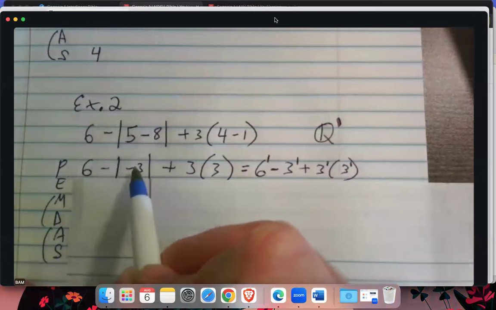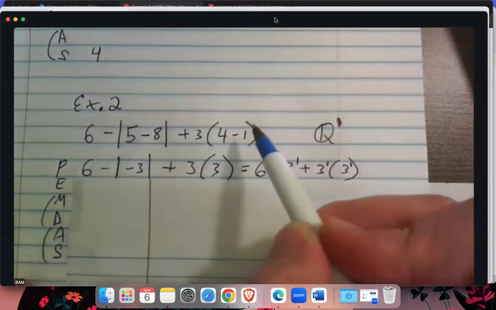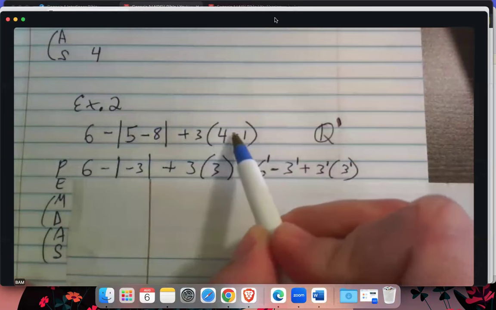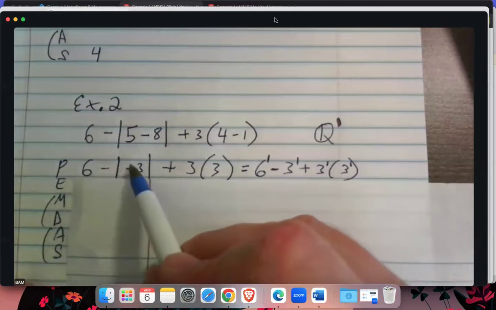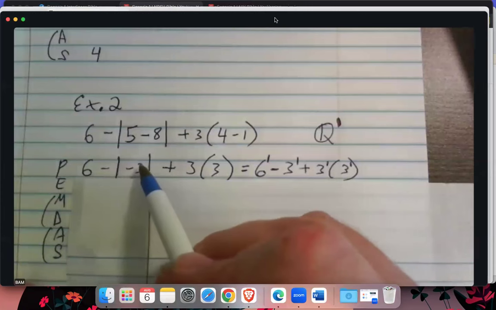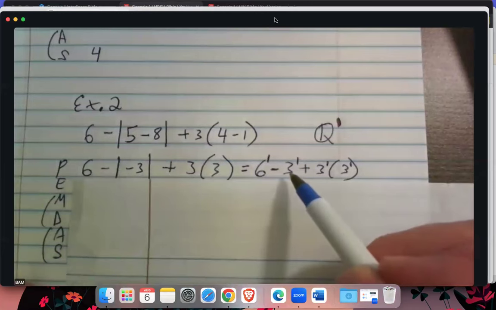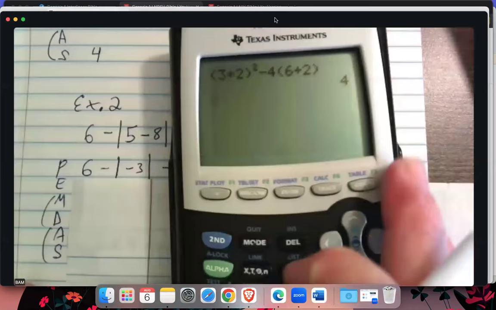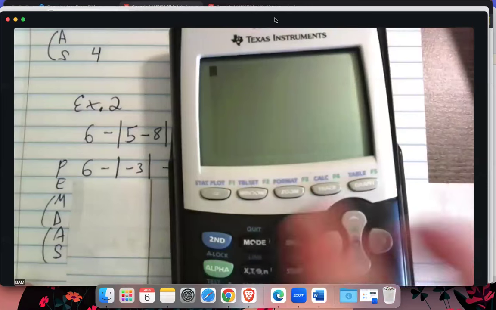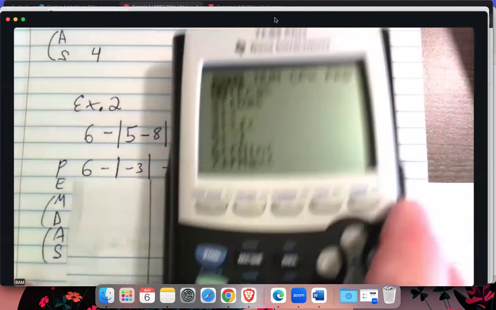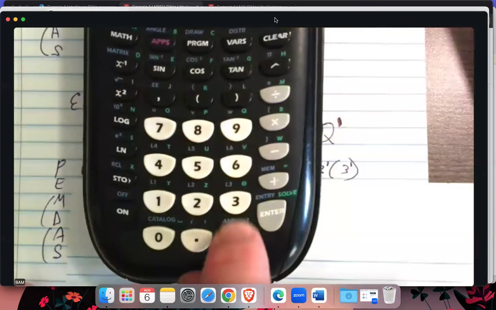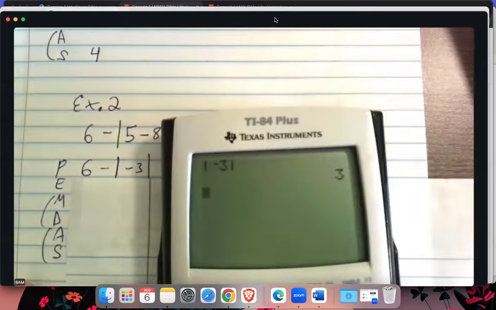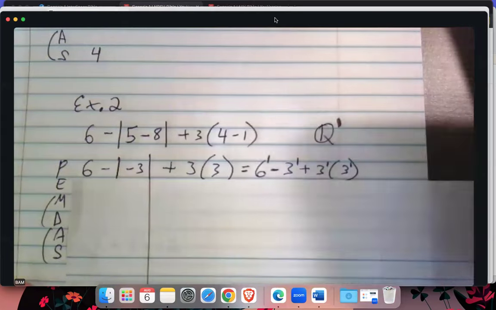So 5 minus 8 is negative 3. And this is classic grouping. 4 minus 1 is 3. The next step is exponents, but this grouping symbol is really not done yet. The absolute value of negative 3 is 3. And we have that on the calculator also, which is at math, num, abs. And then if I put the little negative 3, we'll say the absolute value of negative 3 is 3.